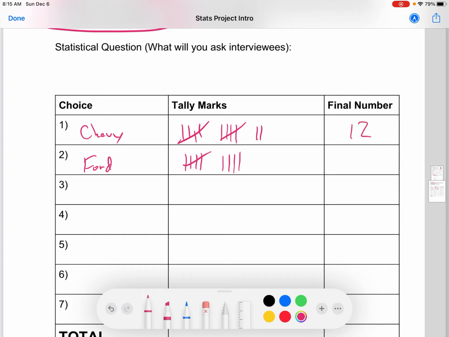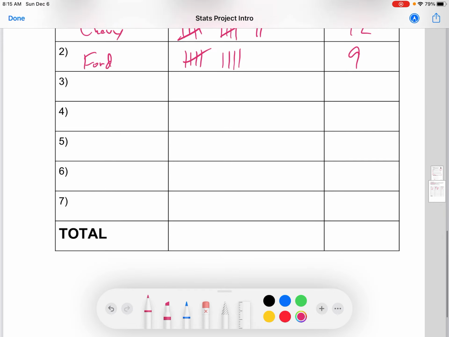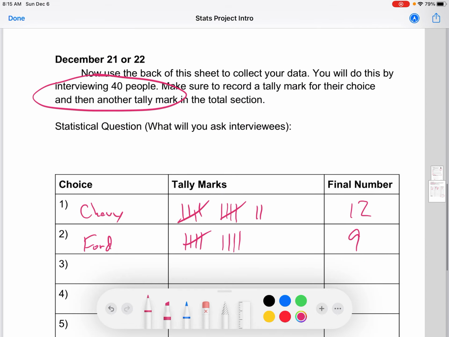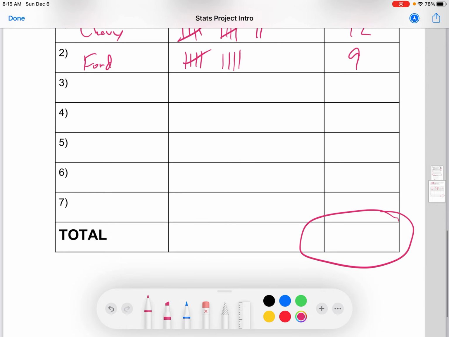All right, and then make sure that you're writing your final number when you're here. And when we add up all of those, remember, this must match that 40 that we're talking about right here, right? That 40 that we have. Now, feel free to do more interviews. I don't think there's harm in going past that, but I do think 40 would be a good number for you to aim for.